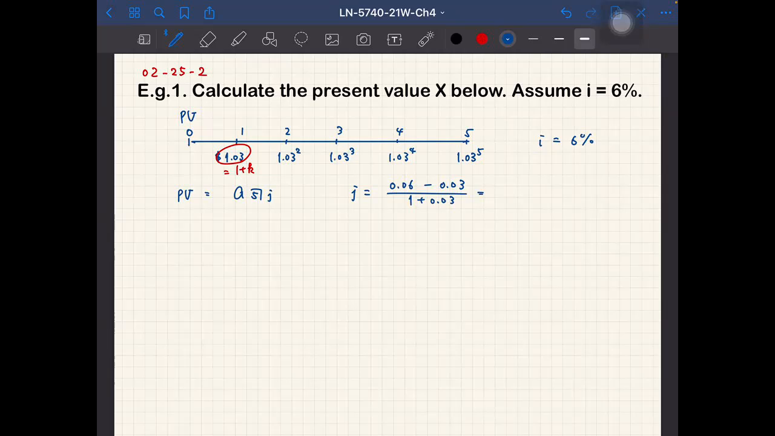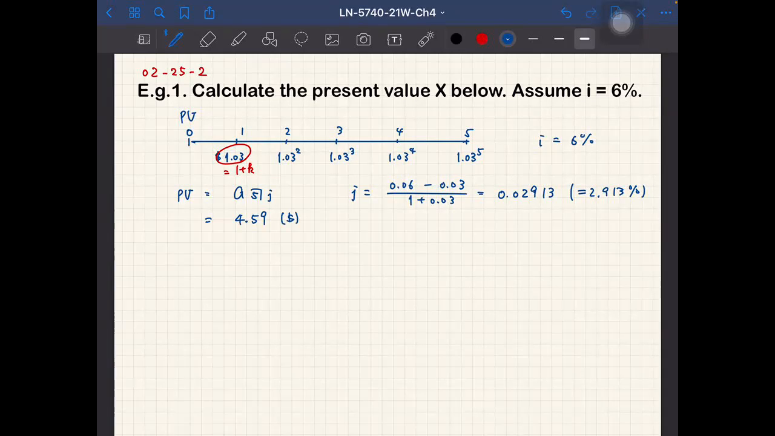So this is 0.02913 or 2.913%. So a right angle 5 at 2.913%. So if you put in the calculator BA2 plus, then you get this as $4.59.